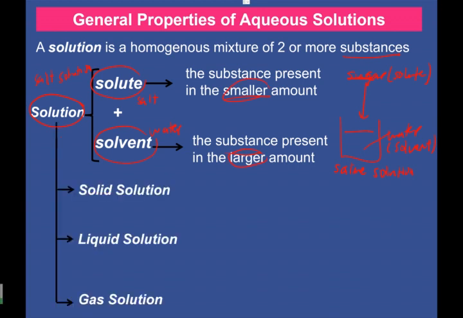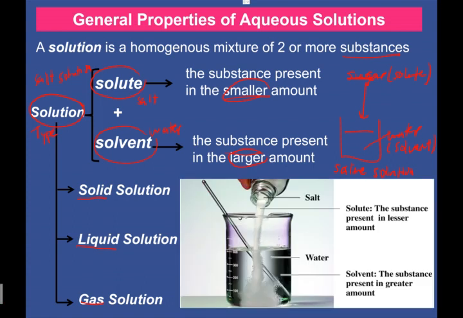And we have different types of solution. So far, I have given you two examples of liquid solution. When I talk about a liquid solution, it means that the solvent we use is in liquid form. When I talk about a solid solution, the solvent I use will be in solid form. And of course, when I talk about a gas solution, the solvent we use will be in gas form.